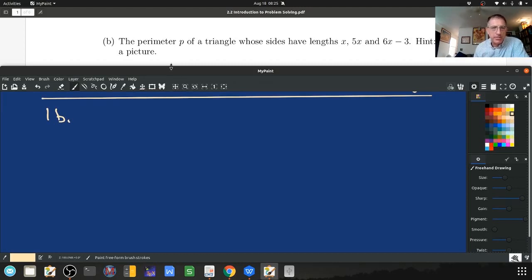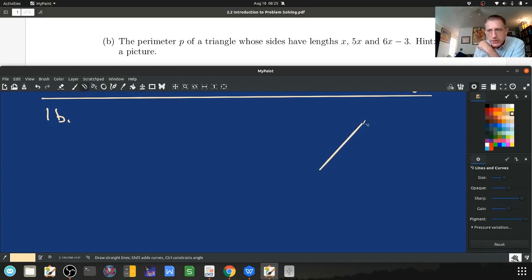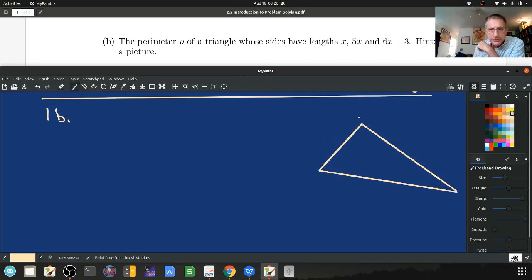So the perimeter P of a triangle whose sides have lengths x, 5x, and 6x minus 3. Go ahead and draw a picture if you want. The triangle can be any triangle at all. It doesn't have to be perfect. So here are the sides of the triangle. One of those, and it doesn't matter which one, is x. The other is 5x. And the other is 6x minus 3. And it doesn't matter if it's to scale or not.